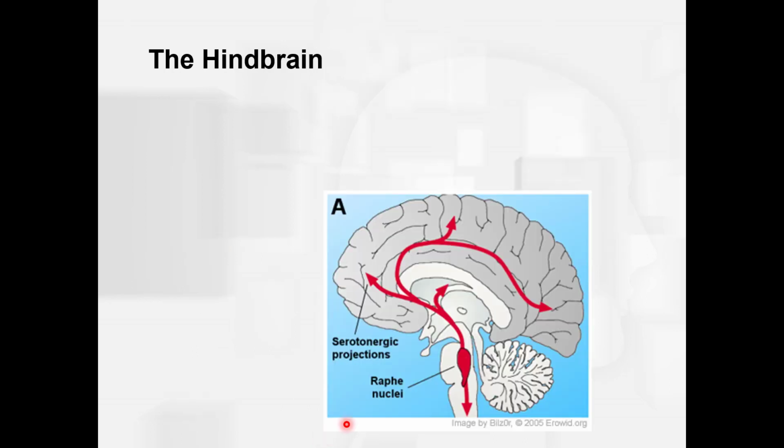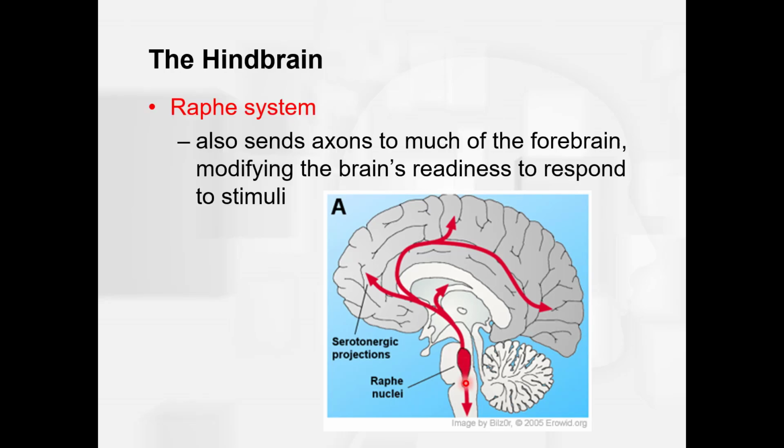Now the raphe nuclei here, again, you see them in the pons and some in the medulla area. The raphe system also sends axons to much of the cerebral cortex, again promoting its readiness to respond to stimuli. So again, prepping that cerebral cortex to respond to that incoming sensory information.